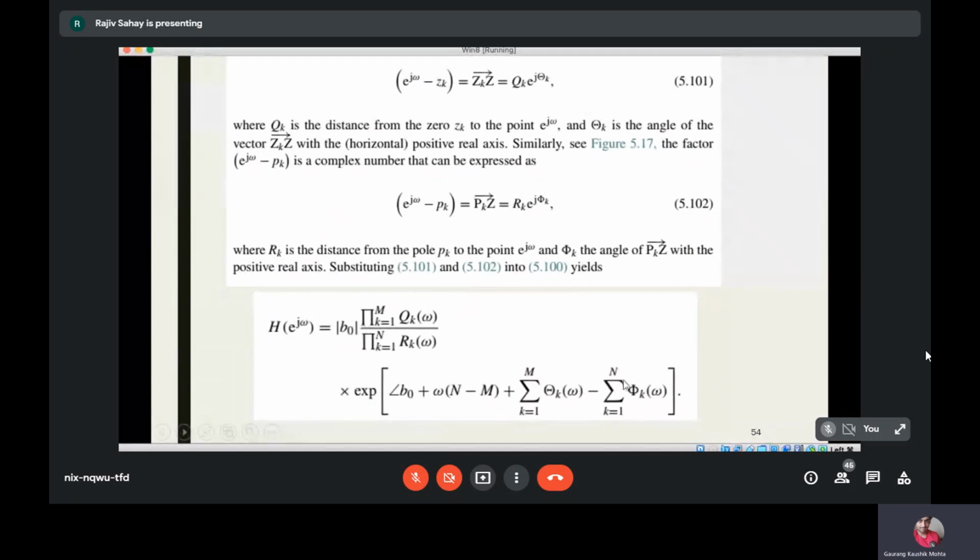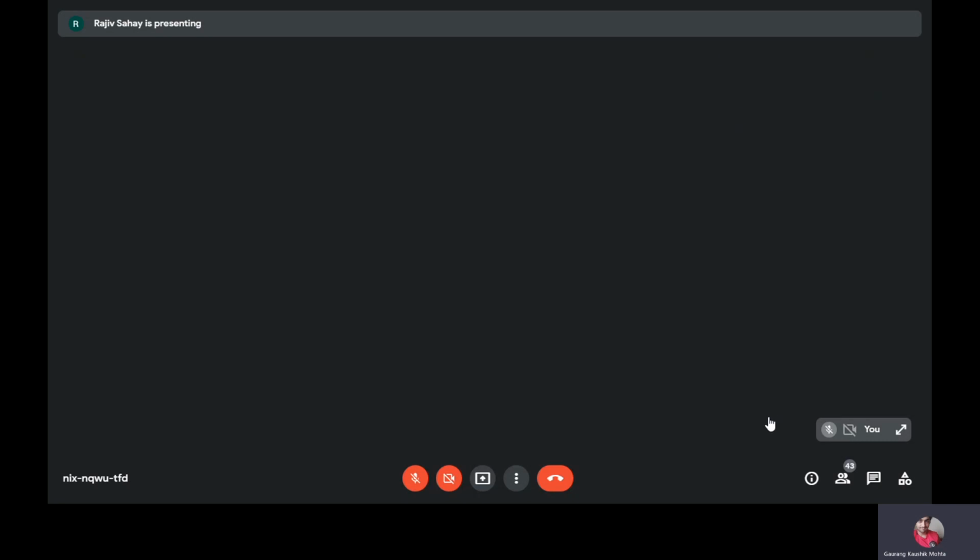So this is a nice expression that you have arrived at, where you are using the lengths of the vectors and the angles of those vectors corresponding to each of the factors. So each of the factors of zeros and poles are actually vectors. I'll stop here because I'm exceeding the time. So I hope you have all understood up to this. Yeah, you understood, na? Yes.